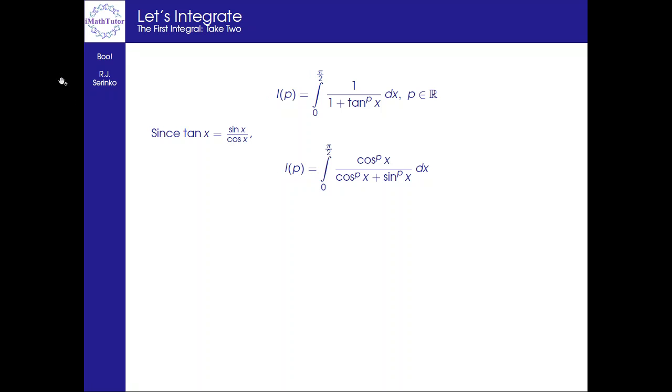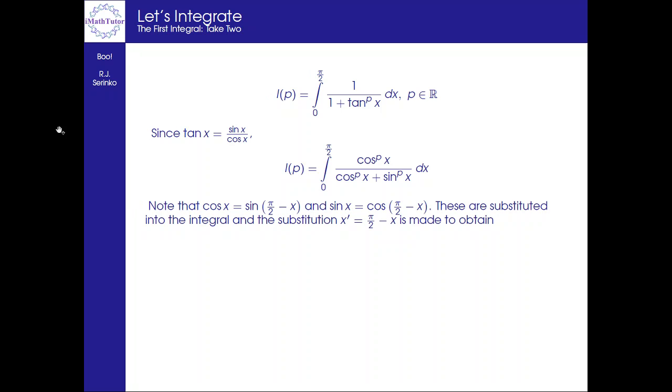Here, it doesn't look like we've improved our situation any, but we can use additional trig identities, noting that the cosine of x is the sine of the quantity pi over 2 minus x, and the sine of x is the cosine of the quantity pi over 2 minus x. We can change the numerator to a sine, and the denominator will switch sine to cosine. And then use a u substitution, x prime equals pi over 2 minus x. When we do that, this is what we get.